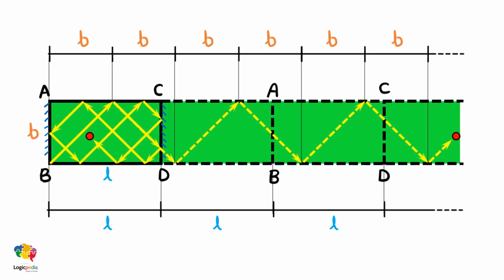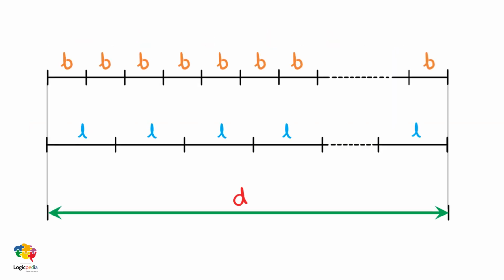The ball travels a horizontal displacement of b units between every two consecutive collisions on sides AC and BD, and similarly it travels a horizontal displacement of L units between every two consecutive collisions on sides AB and CD. Take a careful look at the given figure to verify this yourself. If we assume that the ball travels a horizontal displacement of d units before falling into a pocket, from this visualization it's quite apparent that d has to be a multiple of both b and L.